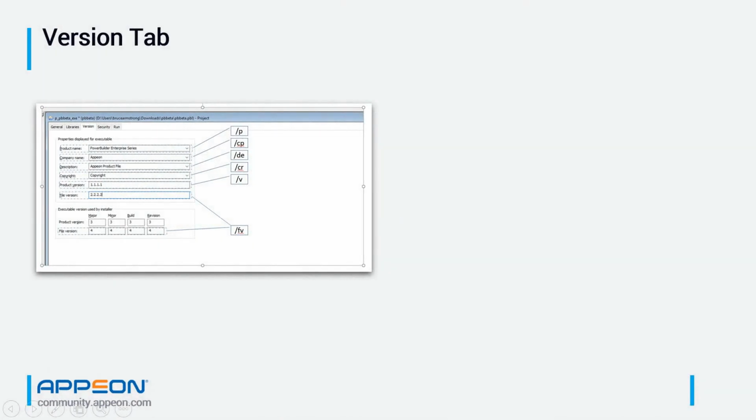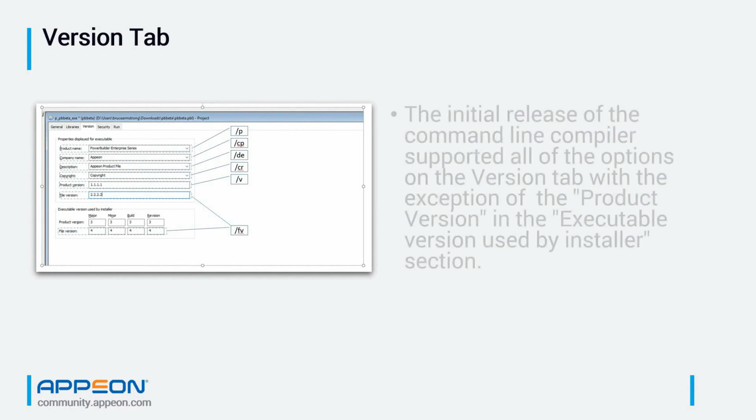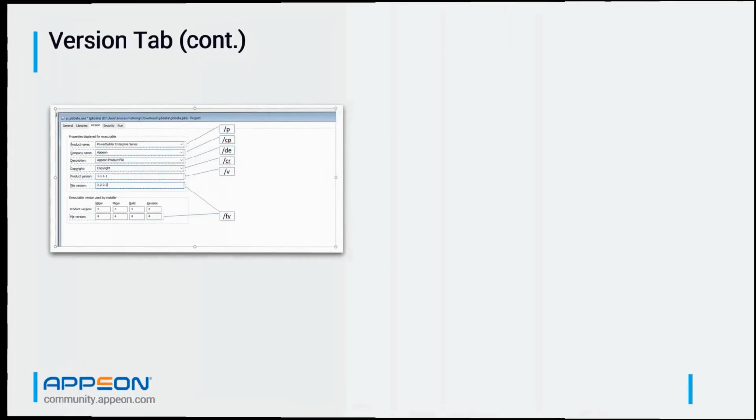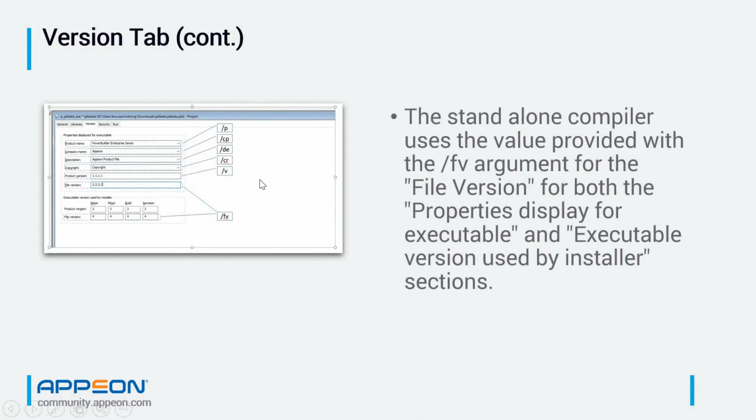So that takes us to the version tab. Okay, now nothing's changed here in R2. All of these features were supported in the initial 2017 R2 release. Now, what's particularly interesting here: you notice there's two sets of version information here. This is called the properties displayed for executable, and it has a product version and a file version.